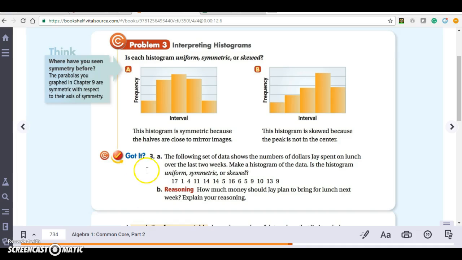All right, let's take a look at the guide. It says the following set of data shows the number of dollars Jay spent on lunch over the last 2 weeks. Make a histogram of the data. Is the histogram uniform, symmetric, or skewed? Okay, so I see that my lowest number is 1, and my highest number is 17. So it's about 18 different points that I can have, and so let's divide it into 3. Okay, so we'll say every 3.